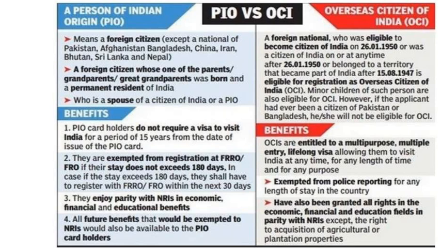Then the benefits of the OCI, overseas citizen of India. They are entitled to a multi-purpose, multiple entry lifelong visa, allowing them to visit India at any time, for any length of time and for any purpose. The PIO and the OCI are different. They are exempted from police reporting for any length of stay in the country. They can stay in India for any time and the length of time is unlimited. They have also been granted all the rights in the economic, financial and educational fields in parity with NRIs, except the right to acquisition of agricultural or plantation properties. These are some differences between the PIO and OCI.